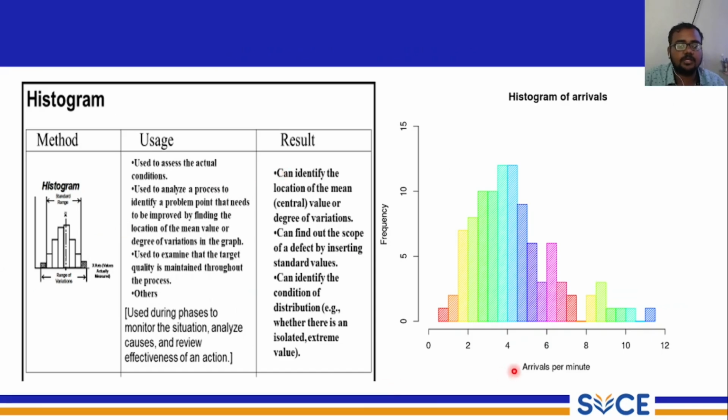You could see here the arrivals per minute at an airport and the frequencies listed. For arrivals at an airport, you can cluster from minute 2 to 5, where most of the arrivals have been happening. That helps you analyze the location of the central value. You could see here from minute 2 to 6 is where most of the passengers have been arriving. So this is where you could fix your central value. The histogram helps you locate that mean value, and it helps you identify the kind of distribution, whether it is an isolated distribution or an extreme value.